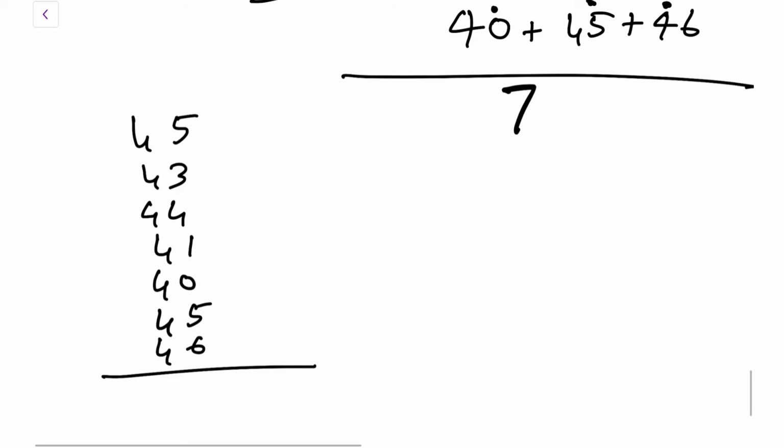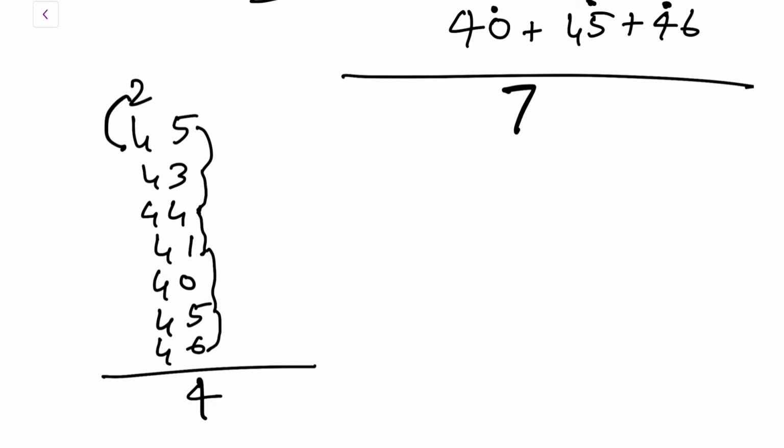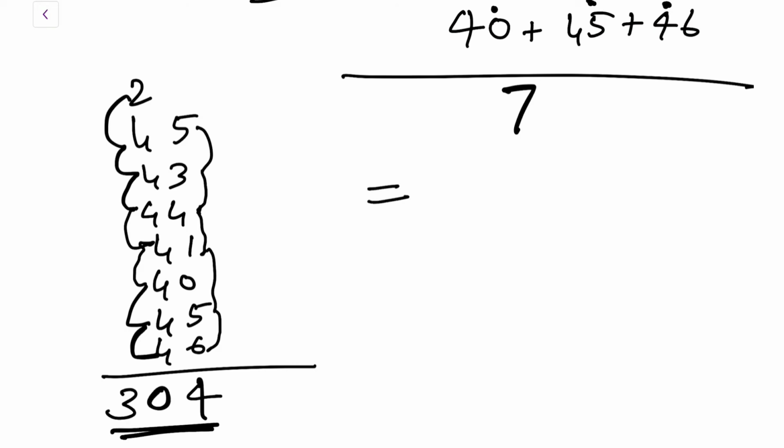How do we do this? 5 plus 3, 8. 8 plus 4, 12, 13, 18, 24. So 2 gets carried forward. 4, 6, 10, 14, 18, 18 plus 4, 22, 22 plus 4, 26, 26 plus 3, 30. So the total temperature is 304. That's your numerator divided by the number of days, 7.